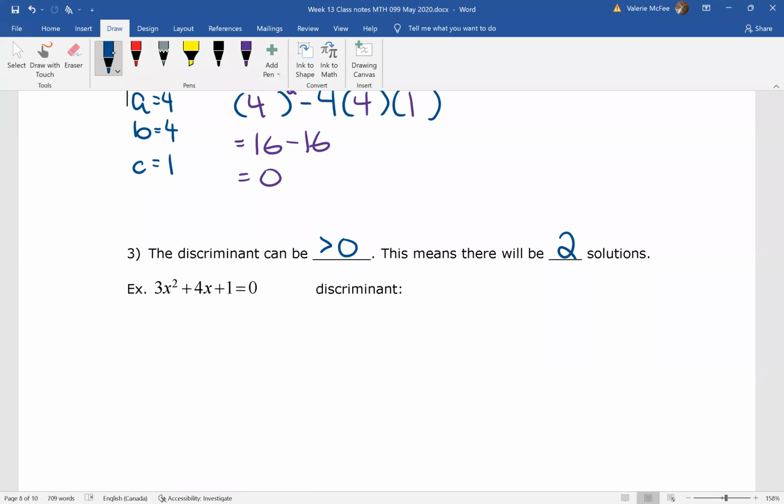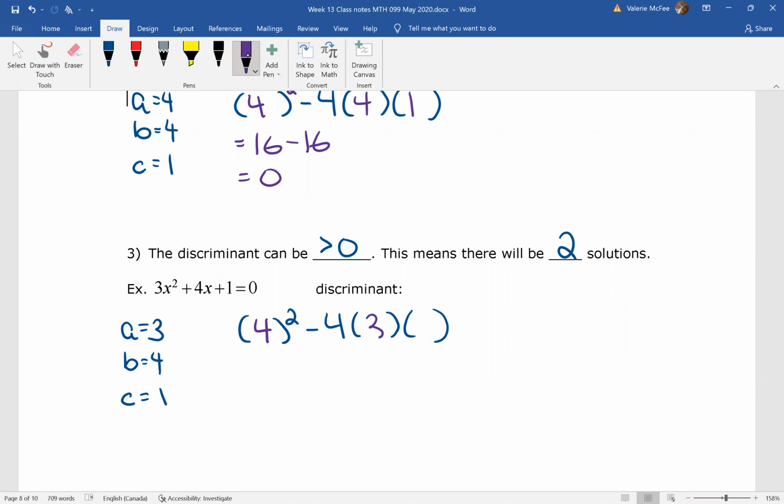Pause your video again, find the discriminant. So you had this time 4 squared minus 4 times 3 times 1. 16 minus 12 equals 4. The discriminant is greater than 0. We will have two solutions.